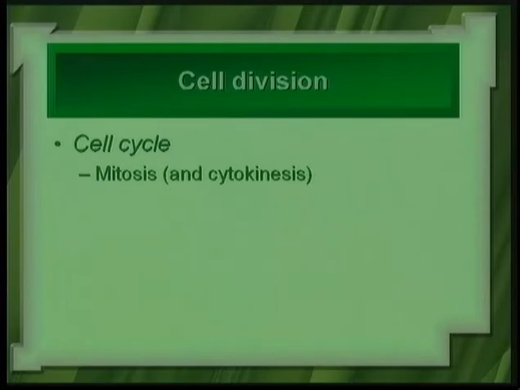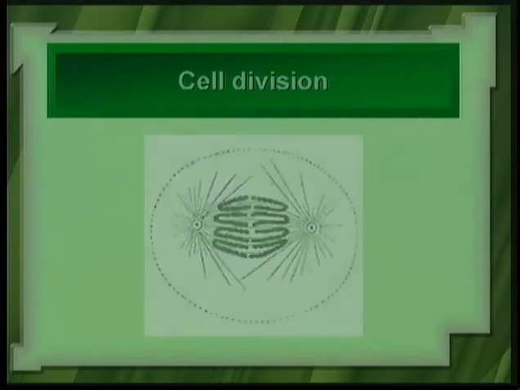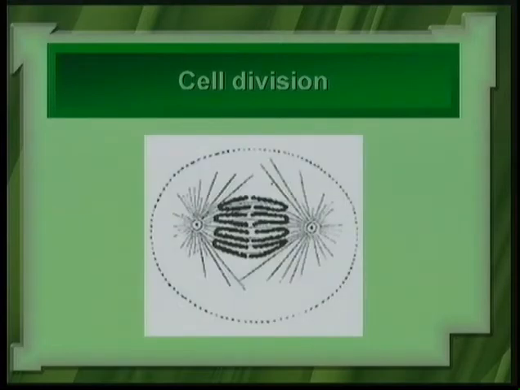The next phase after metaphase is called anaphase. During anaphase, the basic thing that happens is that the sister chromatids will separate and move to either side of the cell. And here is a good illustration of anaphase as well.